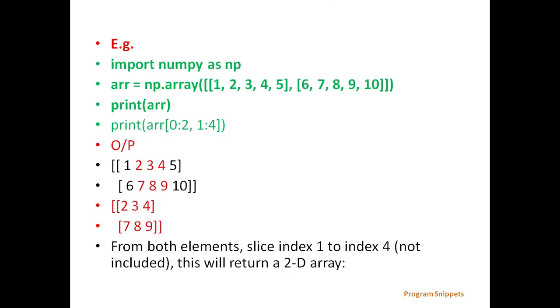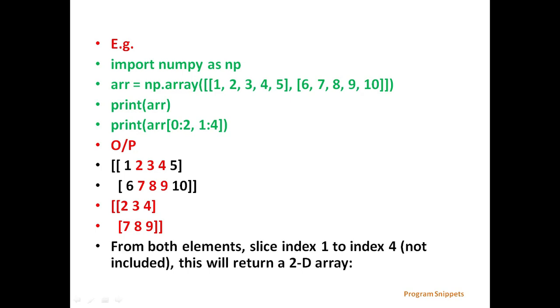Here we will print array with 0:2, 1:4. It will give the output 2, 3, 4 and 7, 8, 9. That is, from both the elements it will slice index 1 to index 4, where 4 is not included, which will return two-dimensional array. So from index 1 to index 3, from both the rows it will return array. So it will give 2, 3, 4 and 7, 8, 9.